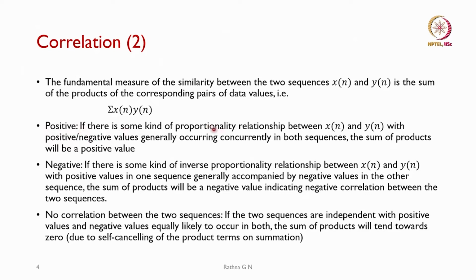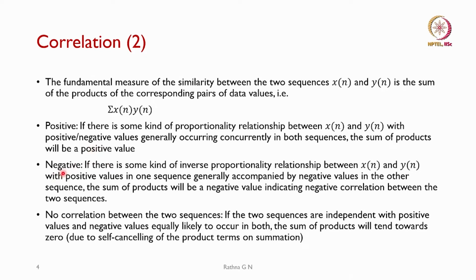If there is some kind of proportionality relationship between x of n and y of n, with positive or negative values generally occurring concurrently in both sequences, then the sum of the products will be a positive value, because even if both of them are negative, the product is positive, and if both are positive, it gives a positive value. So, we say that it is a positive correlation.